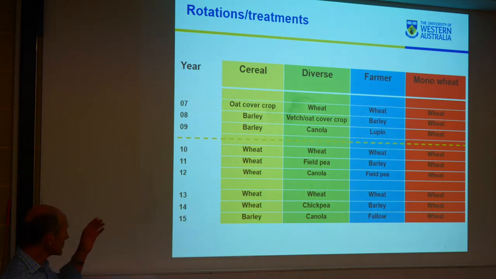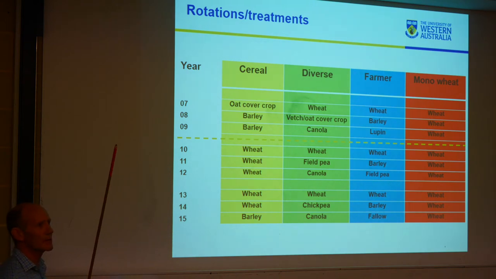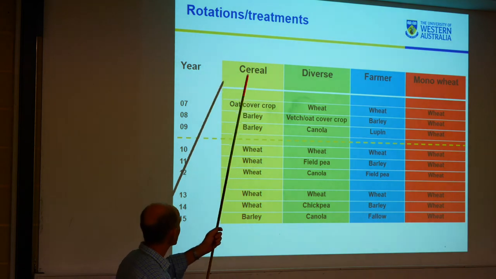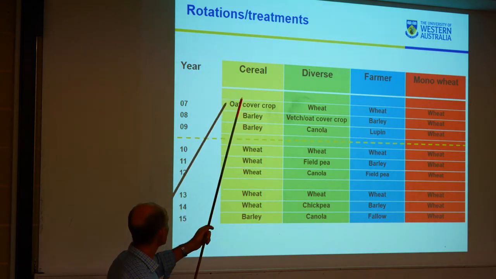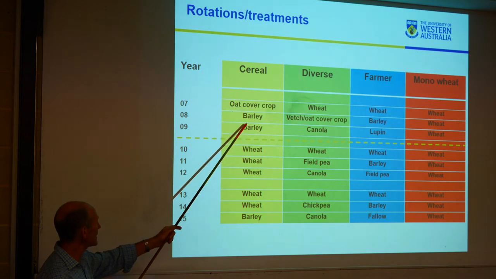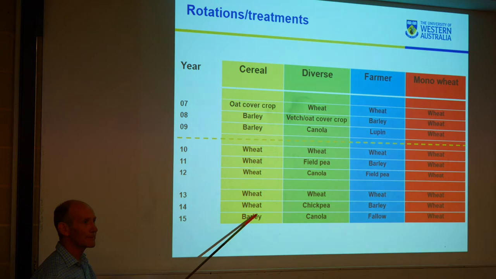I'll just show you what crops we actually had in there. Starting in 2007, I've put them in three years together because it was a three-year rotation. So we kept the same crops for 3 years, and then we could change the crop. So for the first 3 years here, we had oats as a cover crop, barley, barley, then wheat, wheat, wheat, and then wheat, wheat, barley.